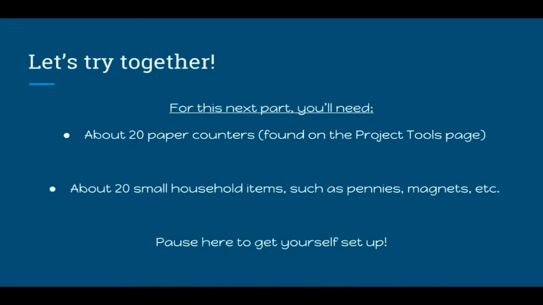Let's try this one together. For this next part, you'll need about 20 paper counters. You can find them on your project tools page. Or about 20 small household items, such as pennies, magnets, etc. Pause here to get yourself set up. If you would prefer to use one or the other, just pick one. If you'd like to have options and you'd like to try the counters and a small household item, that's fine too. Play the video again when you're ready to move on.